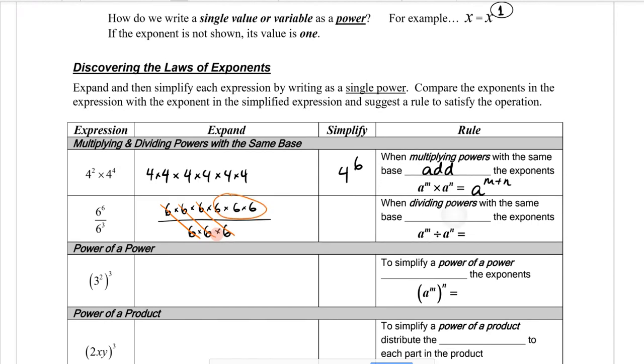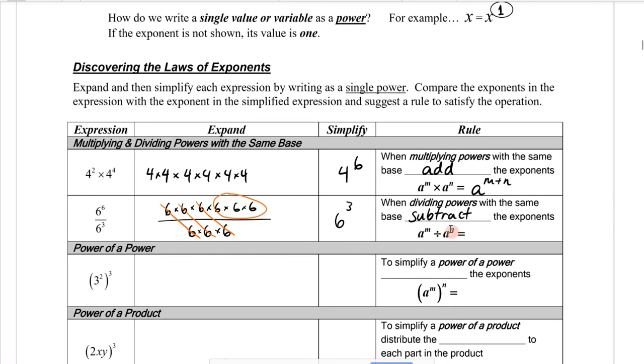So 3 6's can be represented by 6 to the power of 3, because all of these are still being multiplied. The relationship between the 6 and 3, your exponents in the question, and the 3 when I simplify: if I subtract these exponents, 6 minus 3, I get 3. So when dividing powers with the same base, subtract the exponents. So a to the exponent m divided by a to the exponent n would be equal to a to the exponent m minus n. This is just saying a is any general base. As long as you have the same base, when you're dividing those two powers, you can subtract their exponents.